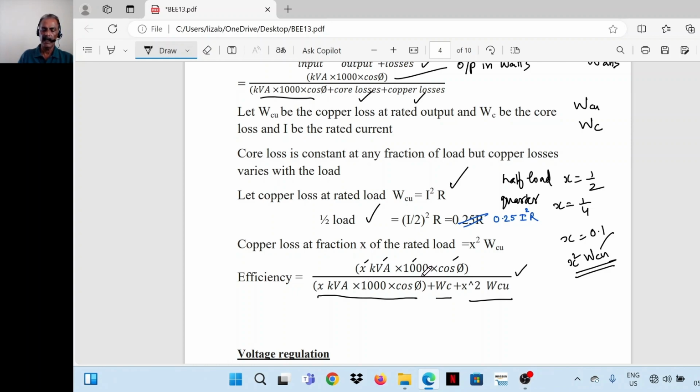That is x kVA into 1000 into cos phi divided by x kVA into 1000 into cos phi plus core loss plus x square into WCU. This WCU is the copper loss at rated load, that is for x is equal to 1. Core loss is constant. For all fractions of the load, core loss is constant. So this is the efficiency equation.